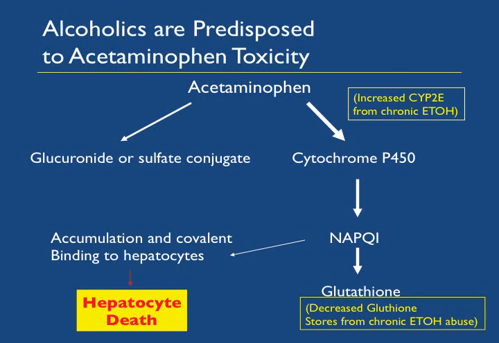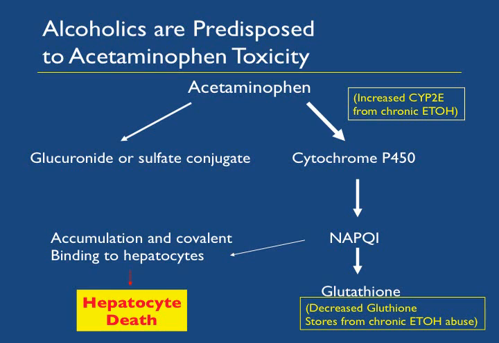Alcoholics are predisposed to acetaminophen toxicity. This is because acetaminophen is normally metabolized by going down the glucuronide or sulfate conjugate pathway. However, in the presence of overwhelming acetaminophen, the acetaminophen goes down a toxic pathway, the cytochrome P450 pathway, and it results in the formation of a toxic metabolite, NAPQI, which is a reactive oxygen radical, which depletes glutathione.